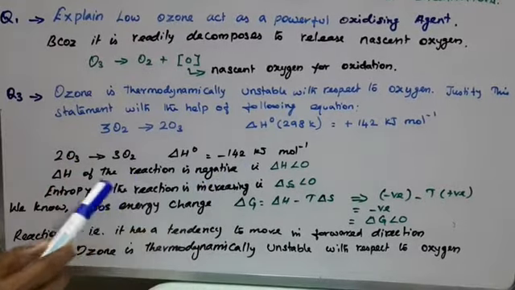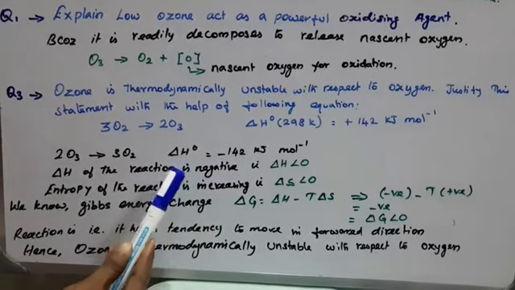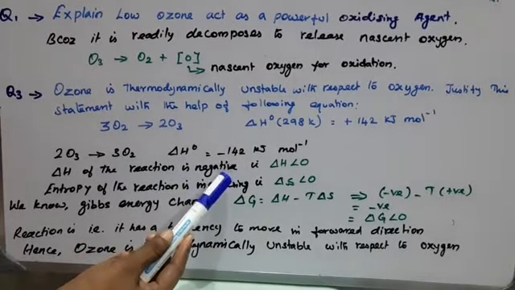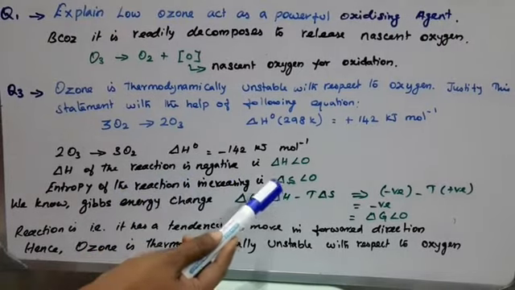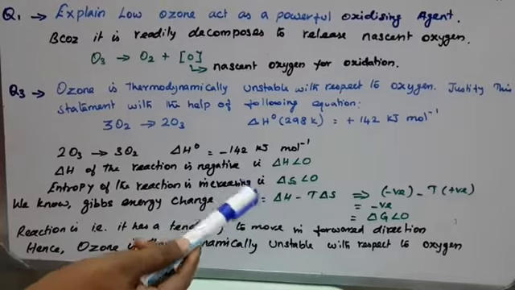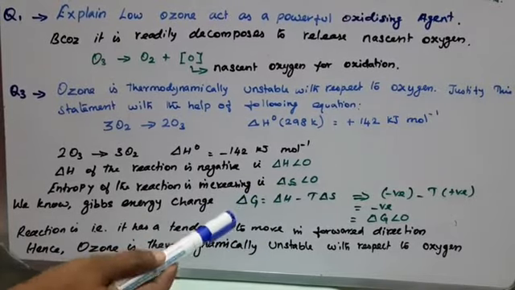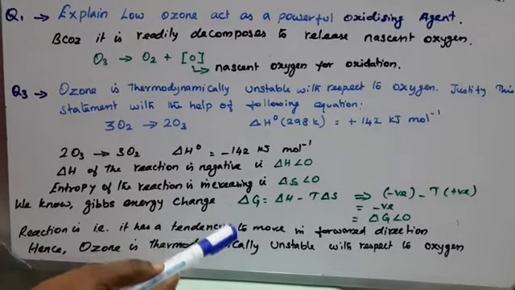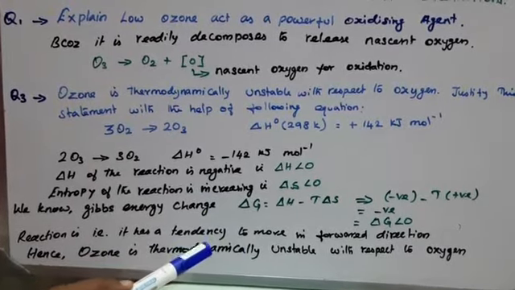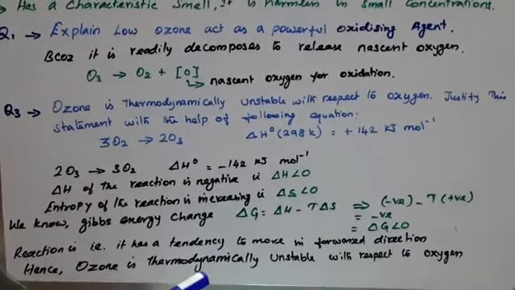Here you see, according to the Gibbs free energy change, delta H of the reaction is negative and the entropy is increasing, so delta S is positive, and with increasing temperature delta G is negative. So that process is spontaneous in nature.